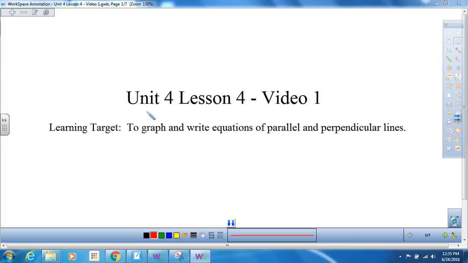This is lesson 4 from Unit 4, Video 1. We're going to talk about parallel and perpendicular lines.